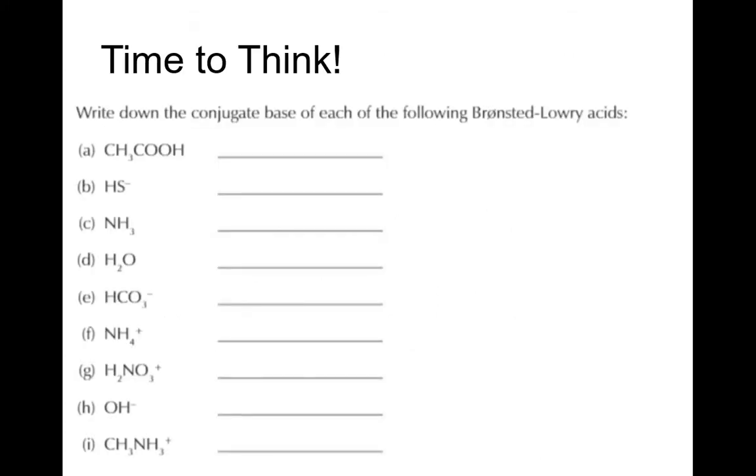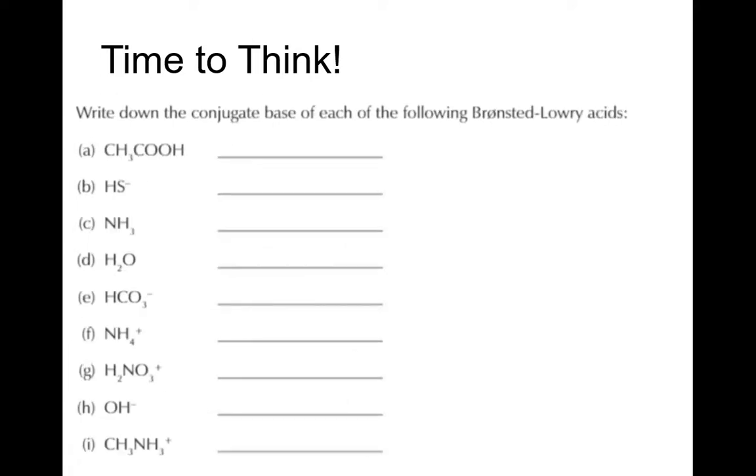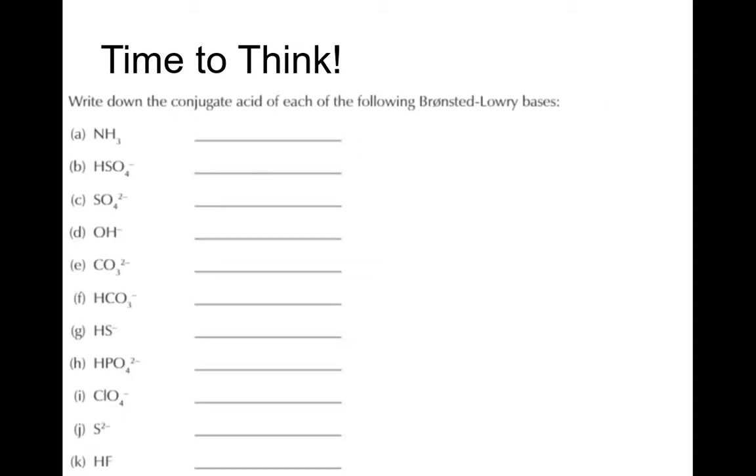Okay, here's your job. On this page and on this page, I want you to pause this now and write down the conjugate base of each of the following. Now remember, if you're looking for the conjugate base, all of these are starting off as acids. So what do acids do under Bronsted-Lowry theory? Okay, keep that in mind. That's the first one, so you can pause that now and go ahead on those. And when you're finished these, you can go on to this one.